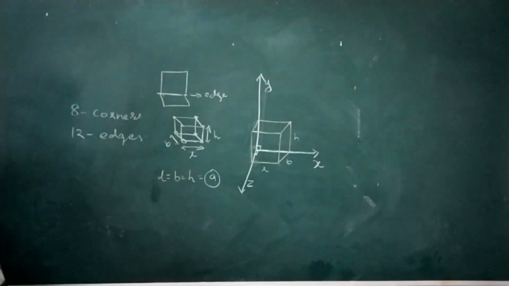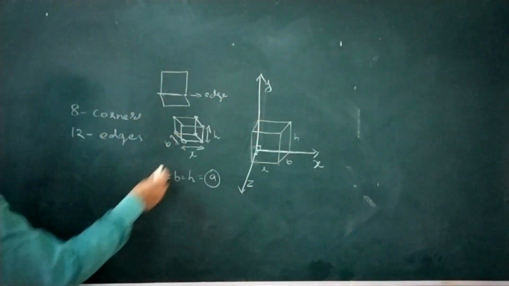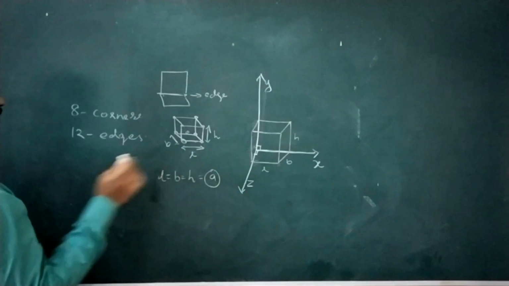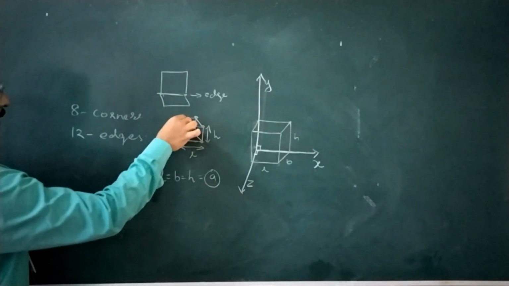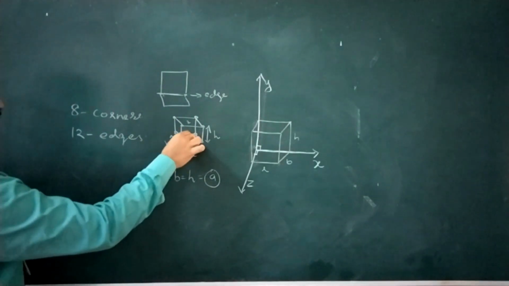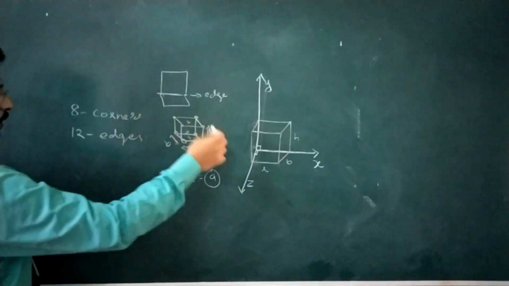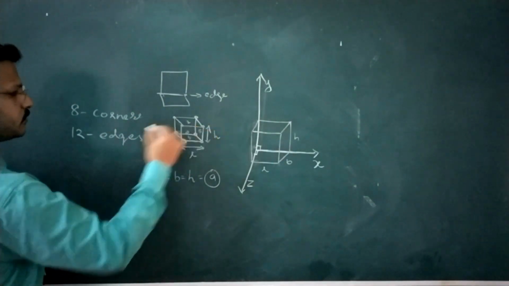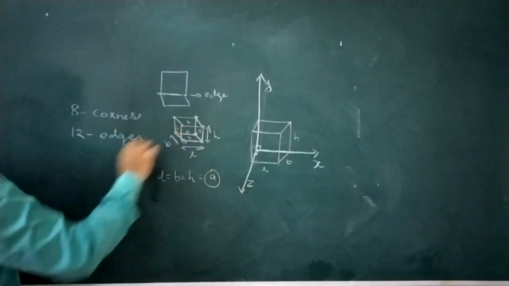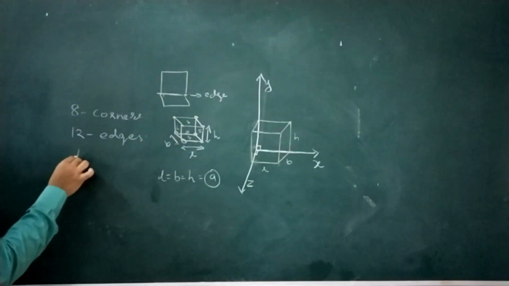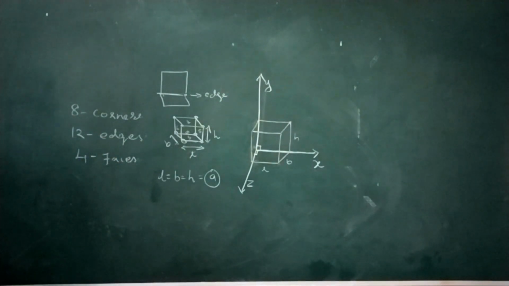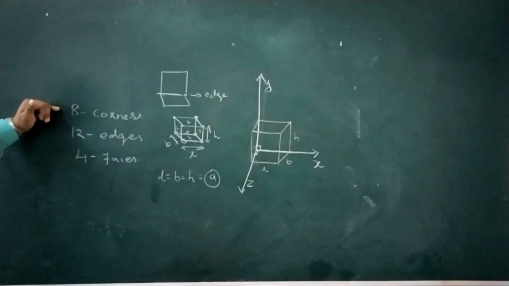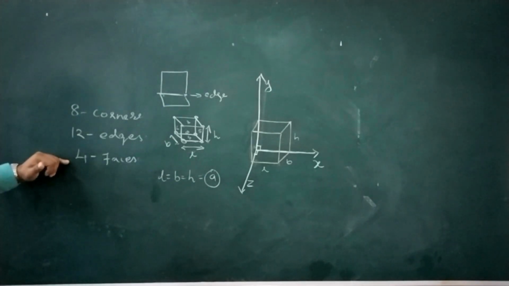And what about the faces? We have face number 1, which is at the front side, number 2, number 3, which is at the back side, number 4, which is at the bottom, number 5, which is on your right, and number 6, which is on your left. So we have 6 faces. So we have 8 corners, 12 edges and 6 faces.